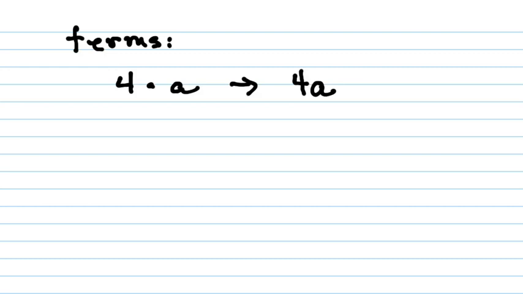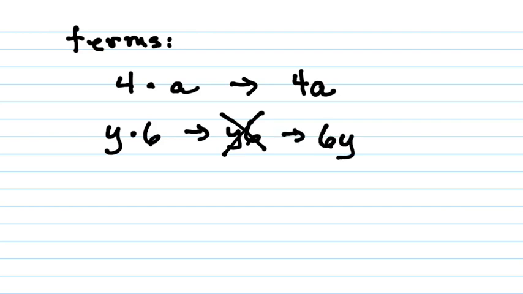So would it be okay if I said y times 6 is y6? No, don't do that. One reason is because it makes it really easy to confuse that 6 with not a coefficient. It looks like an exponent sometimes. So instead of y6, what would I write? 6y. Good. So the number always comes in front.